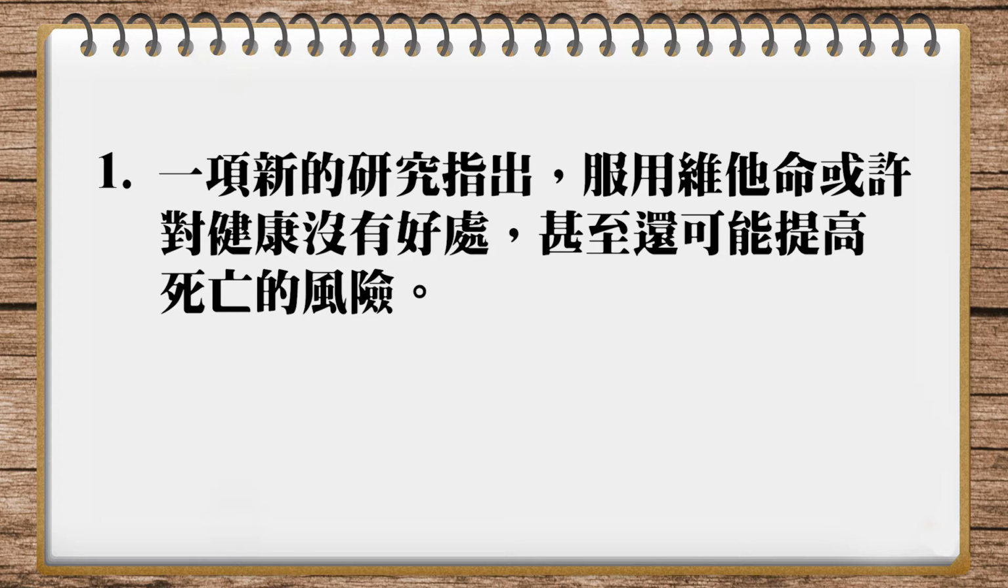Even increase the risk of death. That's a good translation. And a bit on the content, I have always felt that way myself. I have never trusted the idea of taking vitamins to be healthy.